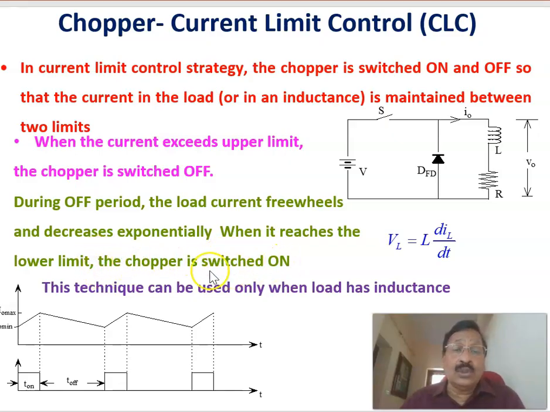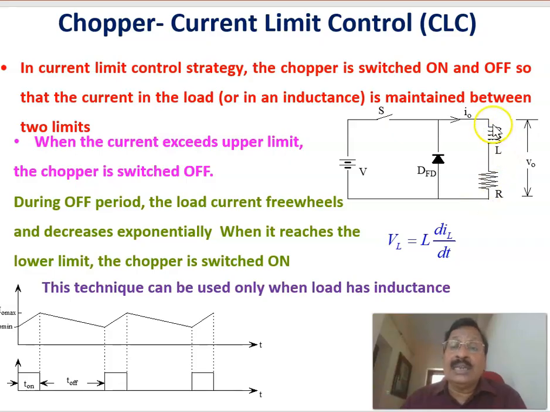This technique can be used only when the load has inductance. Only when the load has inductance can this method of current limit control be used for the chopper. Basically, by changing the switching of this chopper switch, you are varying the on period, and of course, within the time period T, T on by T is changing, or the duty ratio is changing, thereby changing the average output voltage.